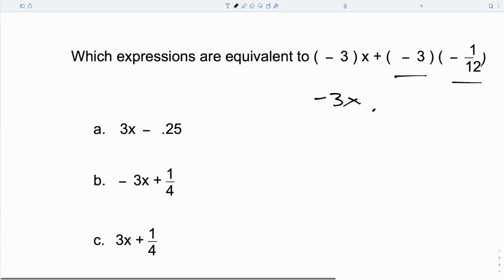Board the paper. You have a -3 times a -1/12. Let's do some scratch work. Simplify this. On your paper, you should be writing that problem. What happens when you multiply -3 times -1/12? I'm going to rewrite that.